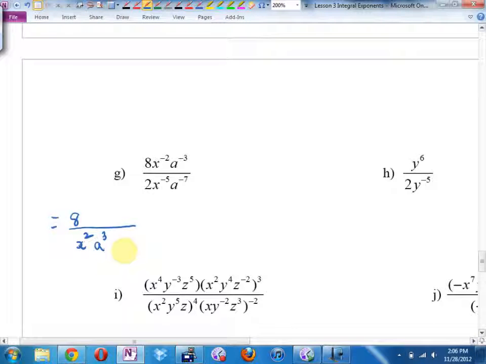Then I move to the bottom. The 2, stay or elevator? Stay. Can I put the 2 in front because that's where it was originally? We're used to looking for it there. Then I see an x to the negative 5, stay or elevator? Move it to the top. Then I see an a to the negative 7, stay or elevator?